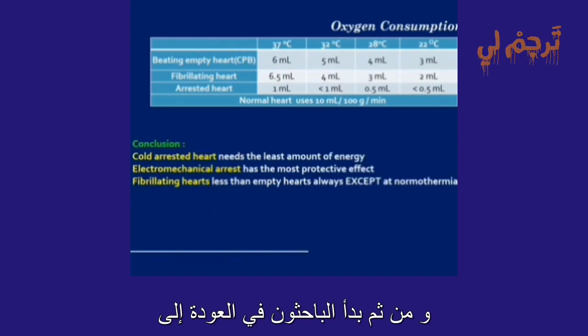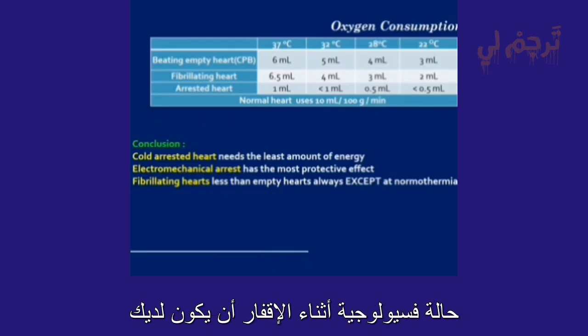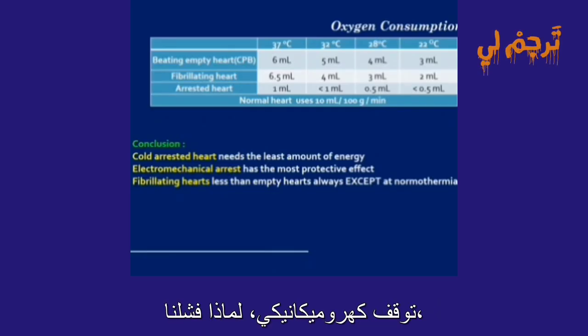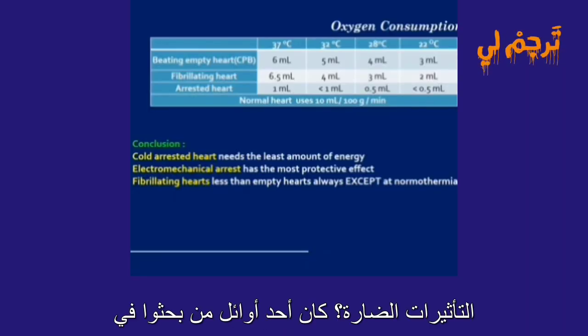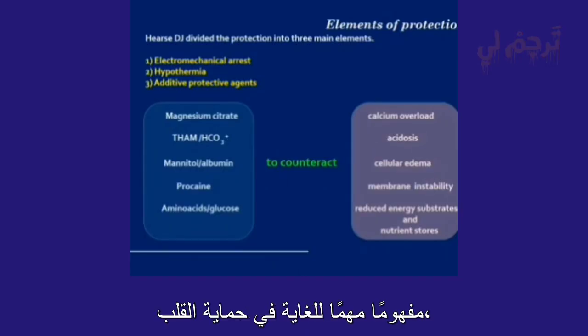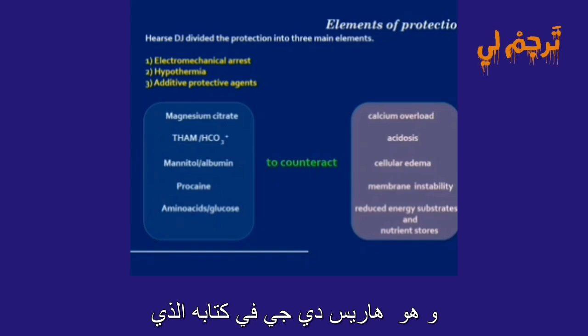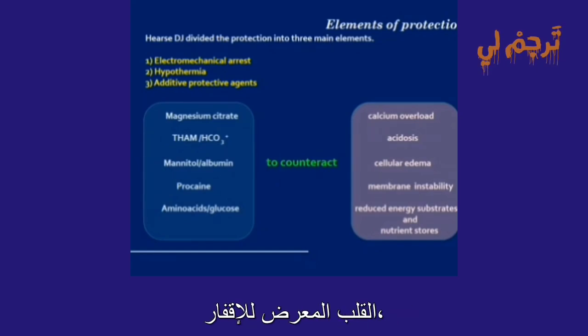Hence, researchers then started going back into electromechanical arrest and trying to find out why did we fail in the first instance. It is by all means the best physiological state during ischemia to have electromechanical arrest. Why did we fail? Why did we get these deleterious effects? One of the very first to look into that and produced a very important concept in myocardial protection, that is Hearse J. in his book which he published in 1981 titled Protection of Ischemic Myocardium.